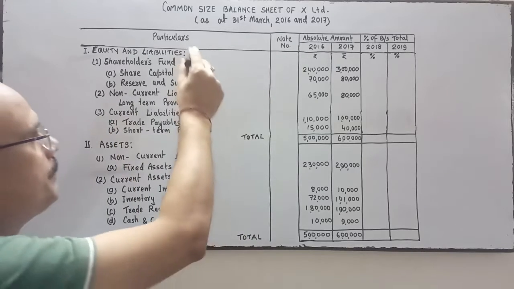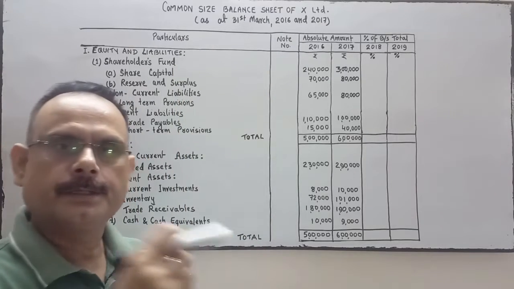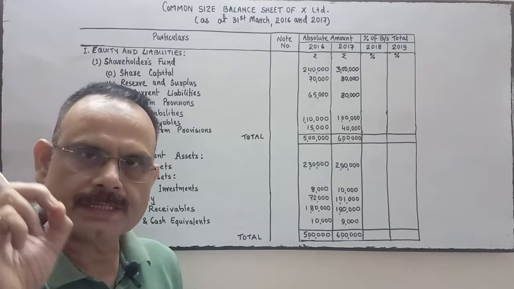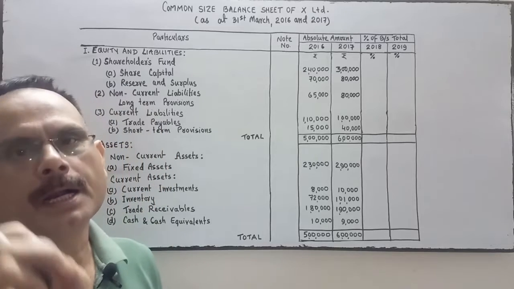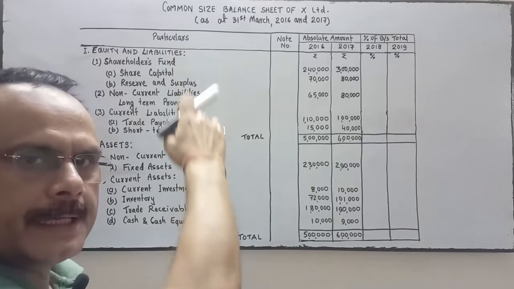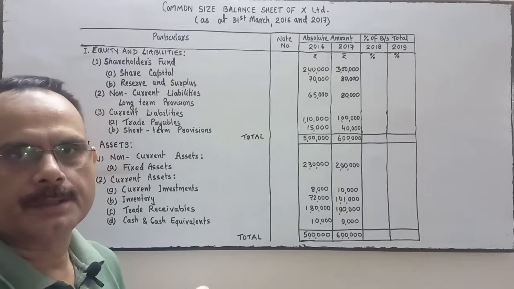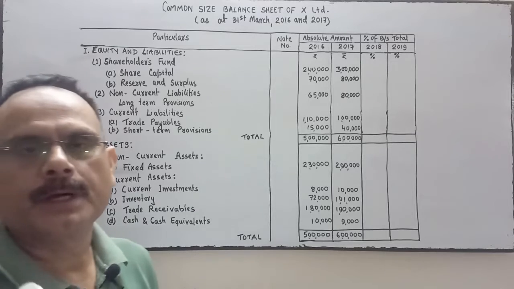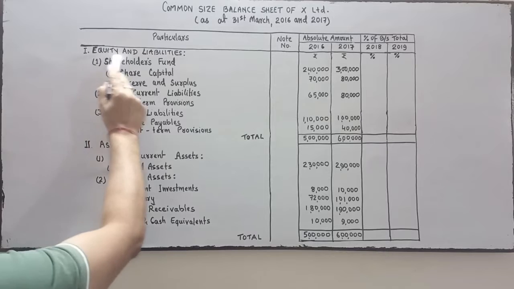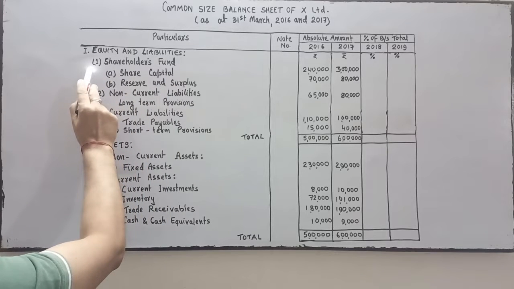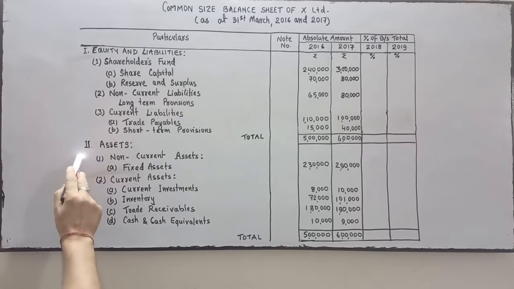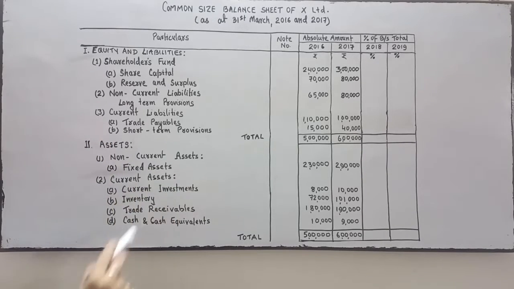In the particular side, we will write in the same format which is given under Schedule 3 Part 1 of the Companies Act 2013. Is it clear? So equity and liabilities is number 1. Under that, shareholders fund, non-current liability, current liability, then assets, non-current assets, current assets.